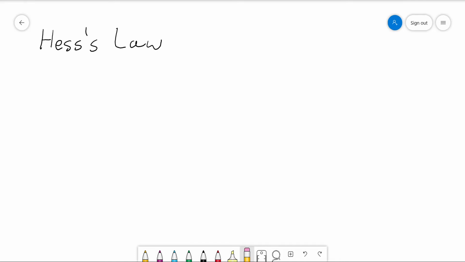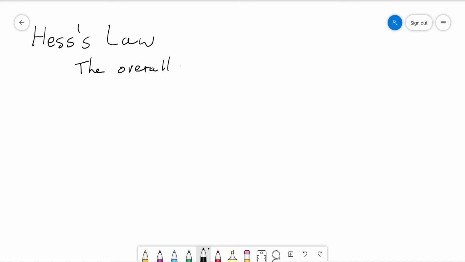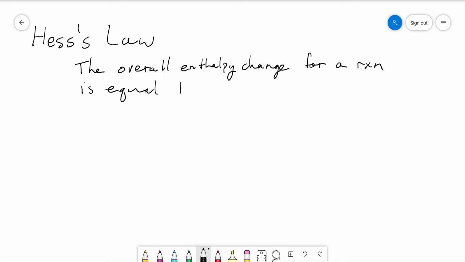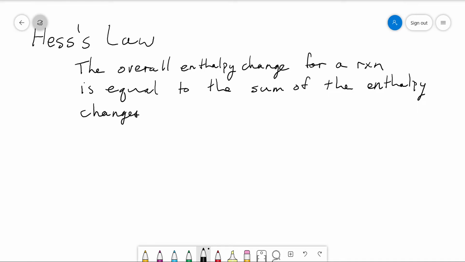Okay, we are now going to talk about Hess's law. And Hess's law states that the overall enthalpy change for a reaction is equal to the sum of the enthalpy changes for the individual steps in the reaction. Okay, the reason we can do this is, well, first of all, what does that mean?